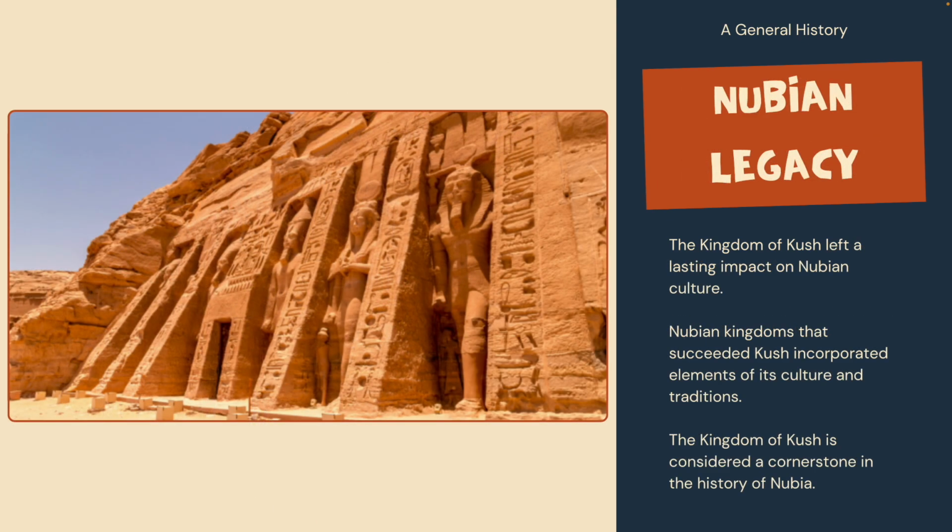The Kingdom of Kush left a lasting impact on Nubian culture. Now, the name Nubia is derived from that of the Noba people. They were nomads who settled the area in the 4th century with the collapse of the Kingdom of Meroe. The Noba spoke a Nilo-Saharan language ancestral to Old Nubian. So Nubian kingdoms that succeeded Kush incorporated elements of its culture and traditions. The Kingdom of Kush is considered a cornerstone in the history of Nubia.